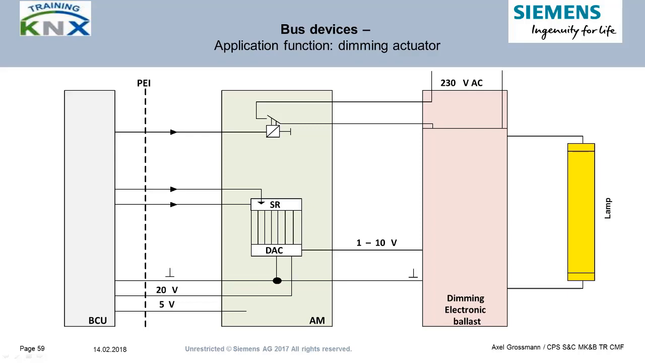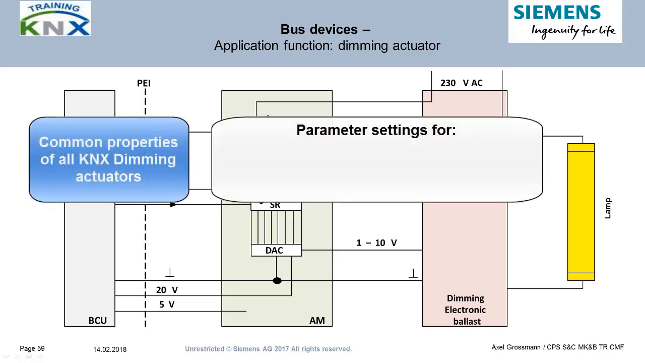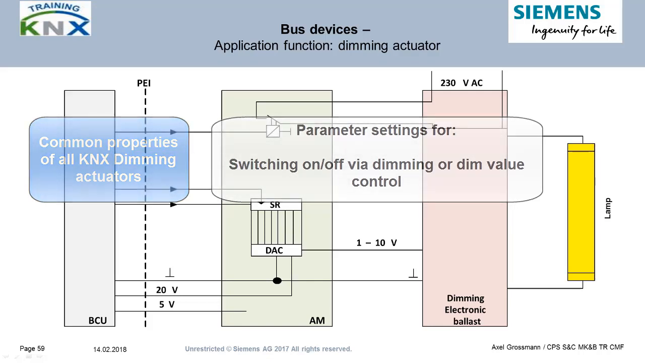All dimming actuators, however, have one in common: certain configuration parameters for the behavior when being controlled by dim commands. This could be, for example, the additional requirement of a dimming telegram to switch the lamp on or off. But we will focus on that in the practical lessons.